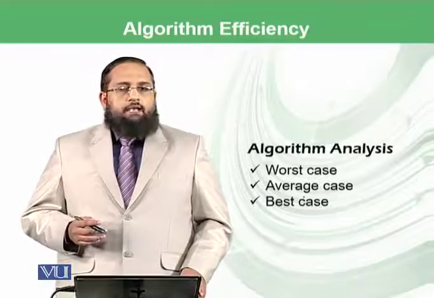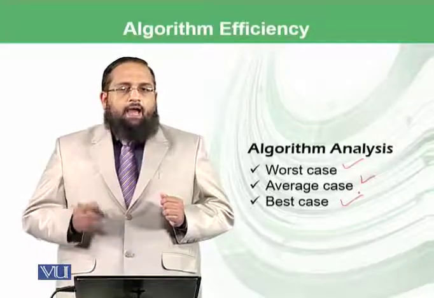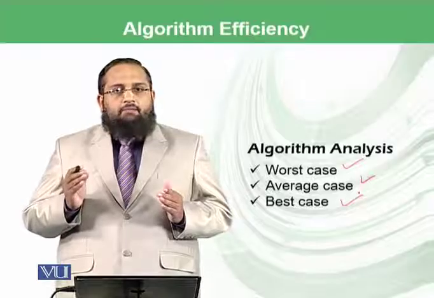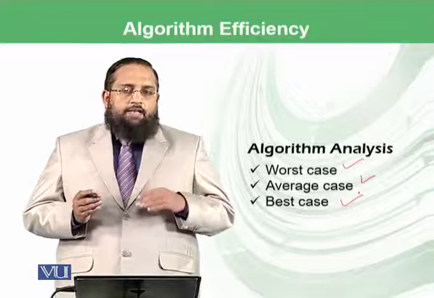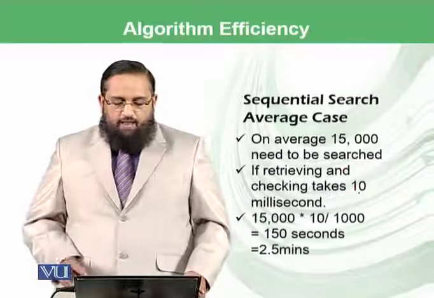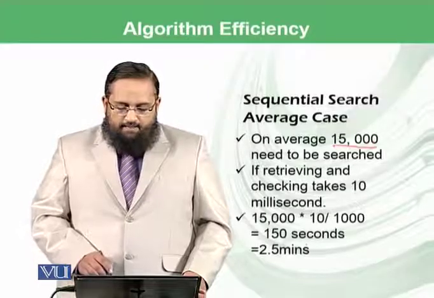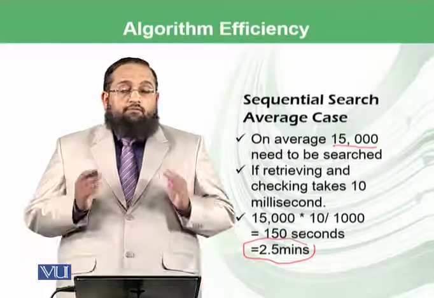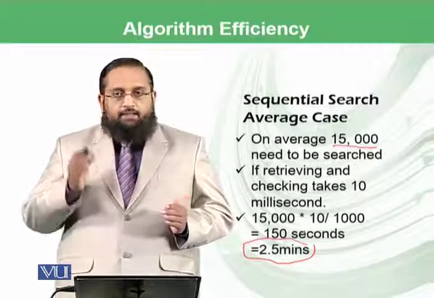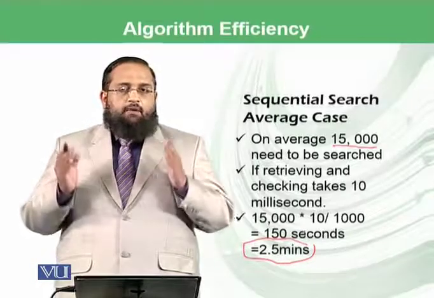Normally in computer science, an algorithm is analyzed in three scenarios: the worst case, the average case, and the best case. In the example we have discussed, we only covered the worst case scenario, where the element is present at the end of the list. Let's see if the element is somewhere in the middle of the list, which is called the average case scenario. On average, the sequential search algorithm will need to process 15,000 entries, and it will still need 2.5 minutes. However, the worst case scenario of the binary search algorithm only takes 0.15 seconds for the same kind of data.